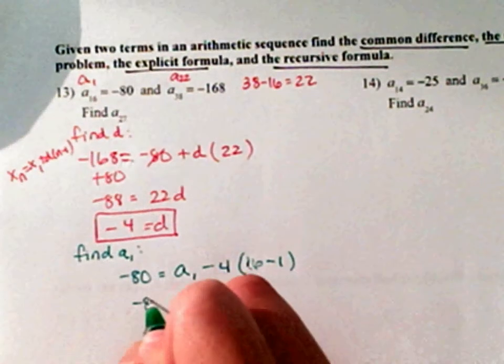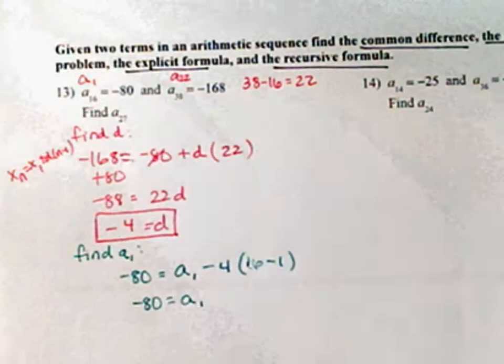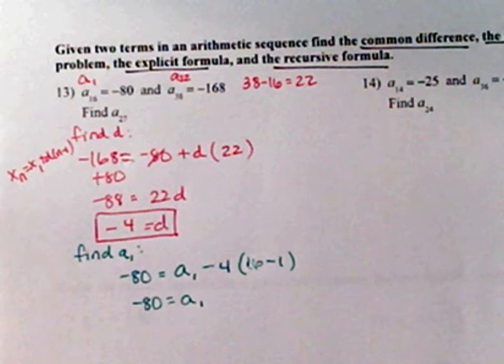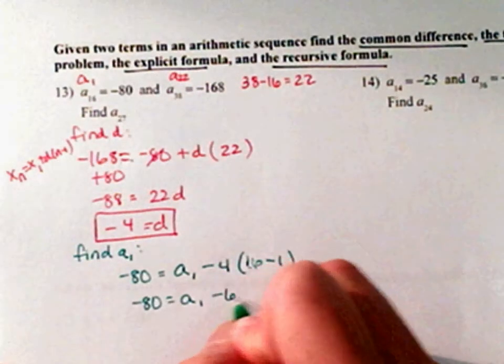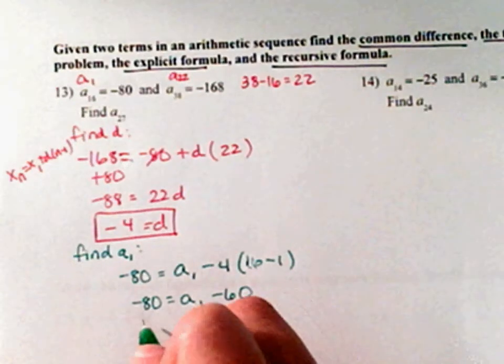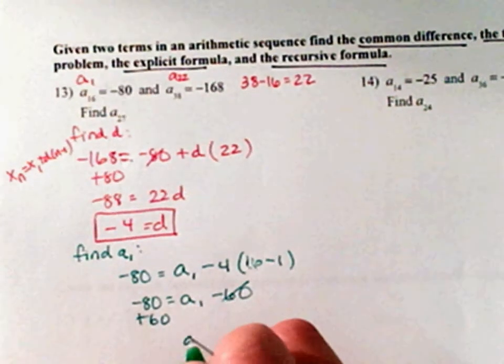Negative 80 equals a of 1. 15 times negative 4 gives you negative 60. Add 60 to both sides. So a of 1 is equal to 20.